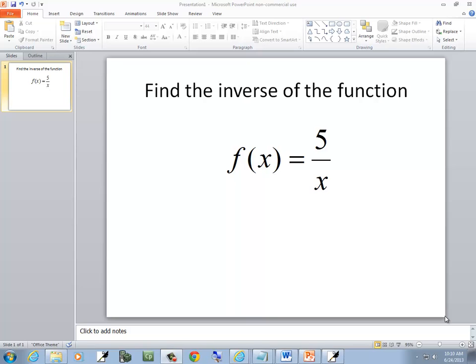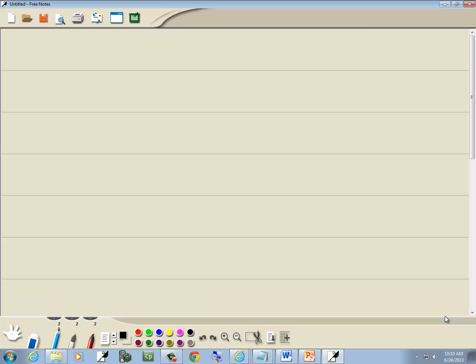In this problem, we want to find the inverse of the function. So we've got f of x is equal to 5 over x. Step 1, replace f of x with y. So we've got y is equal to 5 over x.